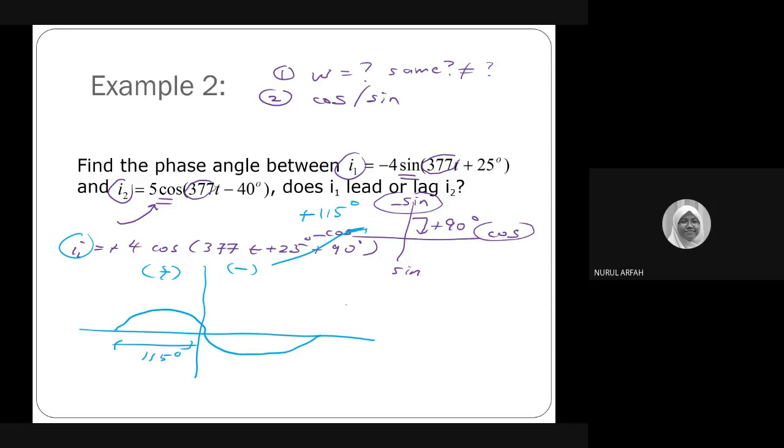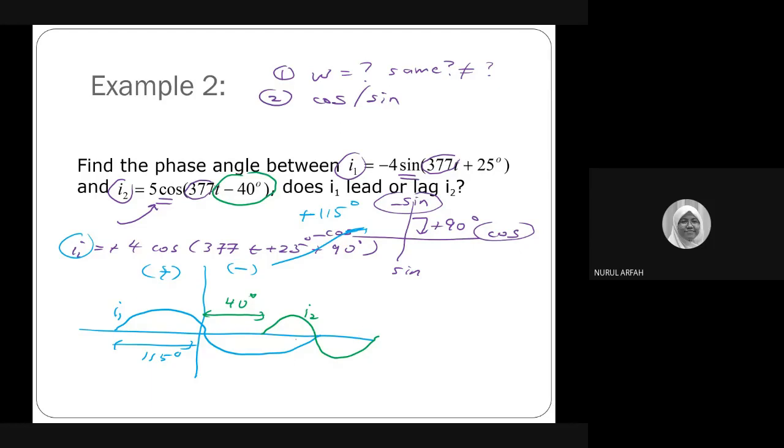Okay. And the other one, you have I2. Let me label first. This is I1. The blue color is I1. And the green color here is I2, which has negative 40 degree. And you know that negative should start from the right side. So you just draw this one and this one. The angle is actually 40 degree. Okay, is it clear?